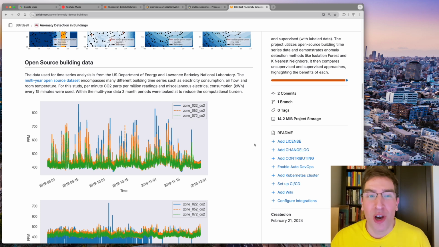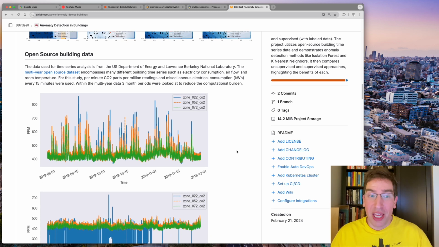It's from the US Department of Energy and a building from Lawrence Berkeley National Laboratory. It's a multi-year open data set. There's all sorts of different building data. In this one, I'm using the room indoor CO2 levels, and also miscellaneous electrical consumption from just the sockets in the building. I think these are two really interesting data streams that show interesting occupant behavior.